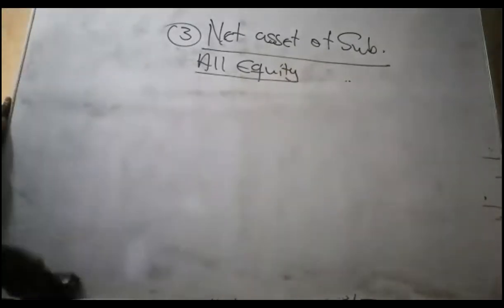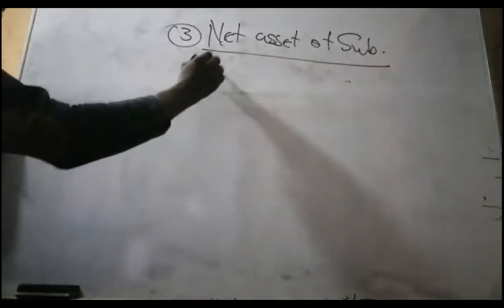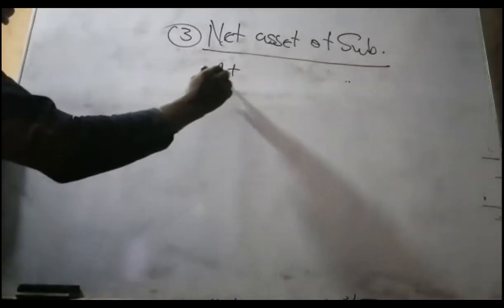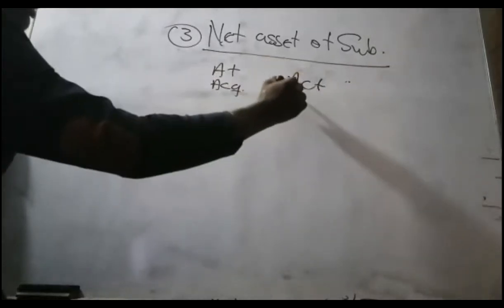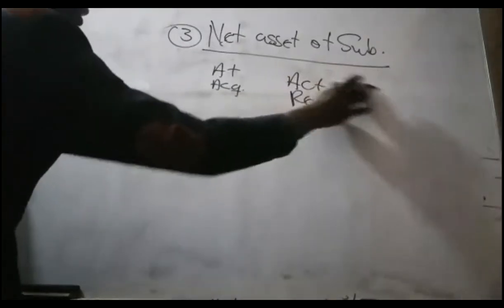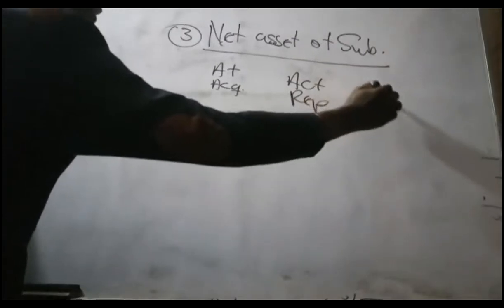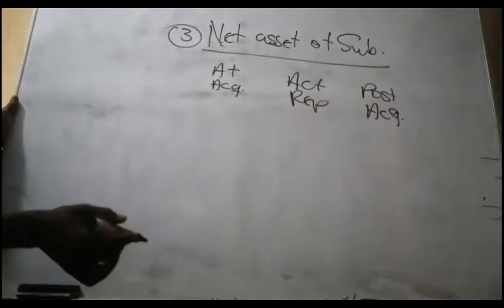Now here we have two columns. We have at acquisition and at reporting. Who can tell me the difference? At reporting, we have what we call post-acquisition.